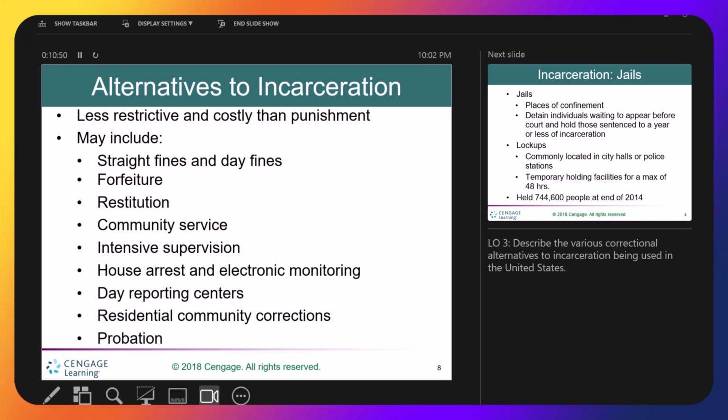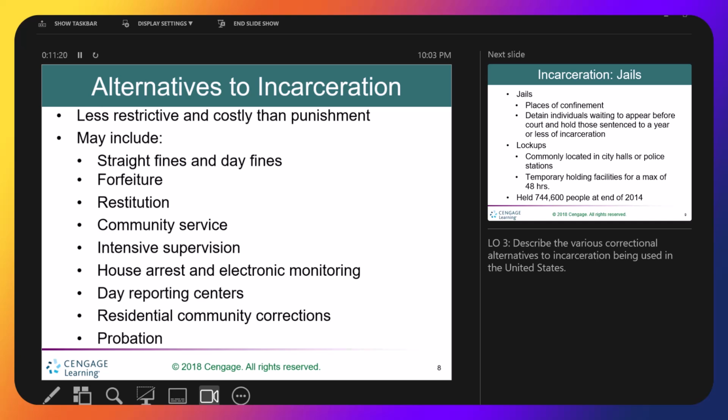Intensive supervision. Bottom line is, somebody is supervising them and they have to have check-ins with them, usually somebody within the community, some type of community leader. House arrest and electronic monitoring. A lot of times when they do house arrest and electronic monitoring, it's people who would be considered low risk, a non-violent and low flight risk.